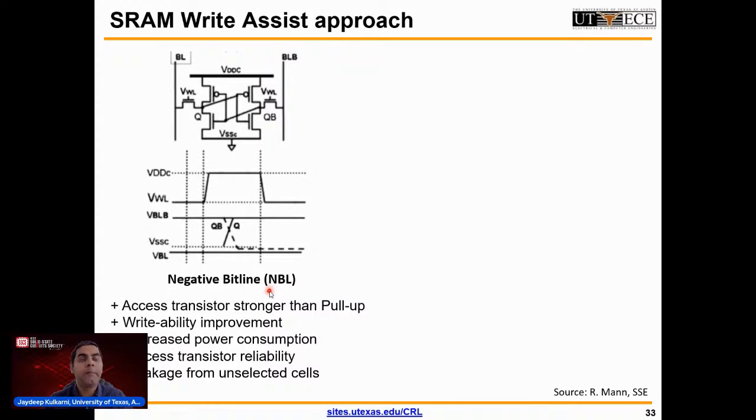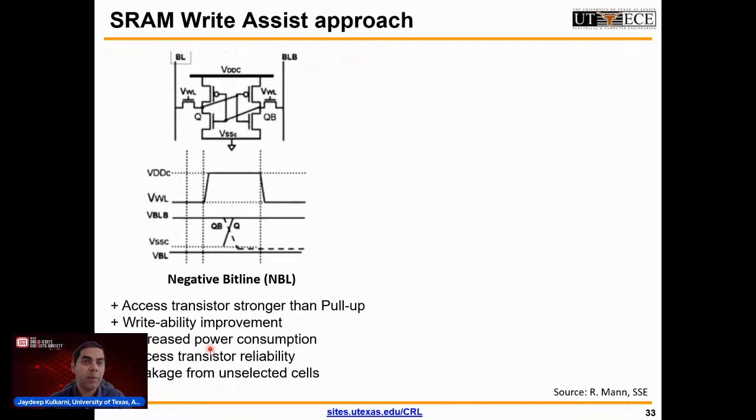So what is done is, instead of boosting the word line, what if I lower the source voltage of the bit line, which is trying to write a zero? Because the write failure is initiated when an access transistor is no longer able to pull the node, which is storing one, below the trip point of the other side of the inverter. So in order to provide the assist to the access transistor, the other mechanism is to lower the zero bitline voltage below the ground level. And that is what is called the negative bitline write assist technique.